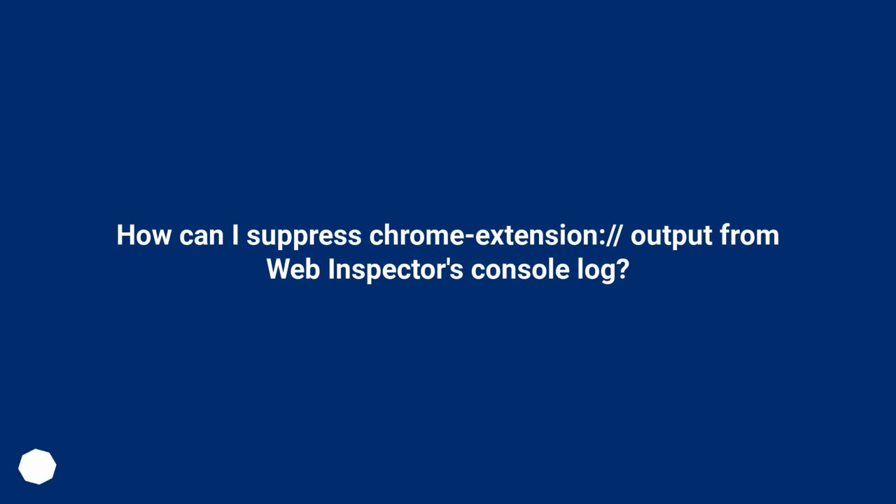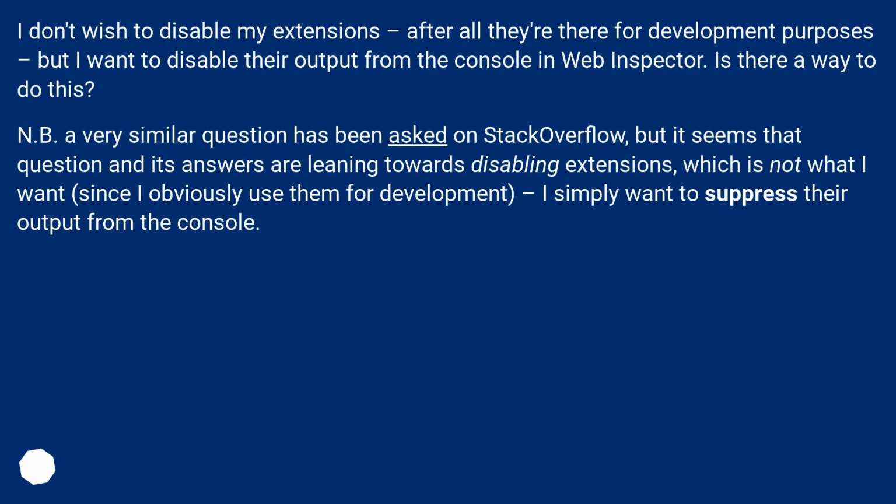How can I suppress Chrome extension output from Web Inspector's console log? I don't wish to disable my extensions, after all they're there for development purposes, but I want to disable their output from the console in Web Inspector. Is there a way to do this?